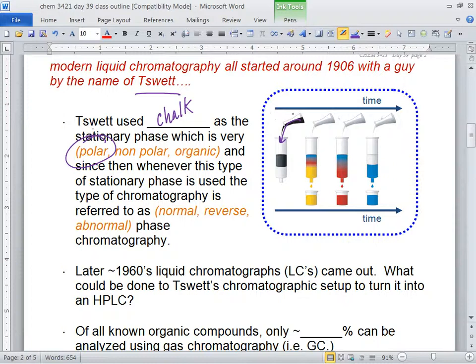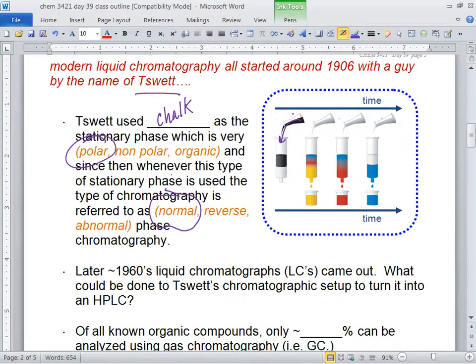So since historically he's the guy who started this all out, whenever you use a stationary phase in liquid chromatography that's polar, Marlena, you're supposed to refer to that as blank phase chromatography. Normal. Yep. We never do normal phase chromatography anymore, but that's how it is.